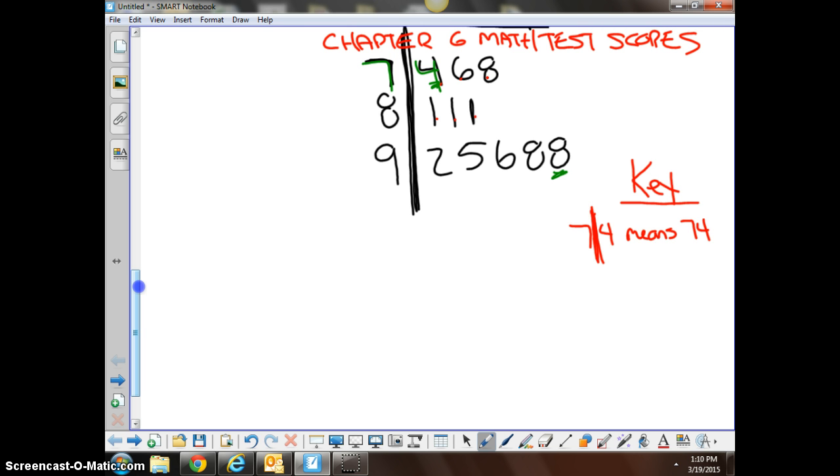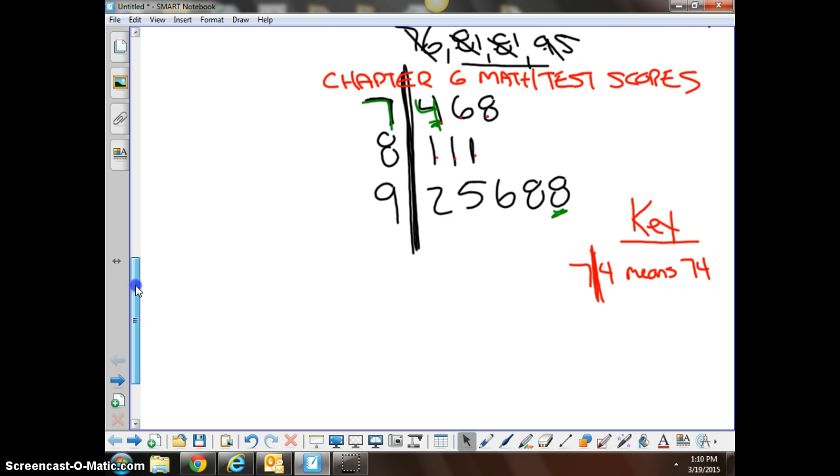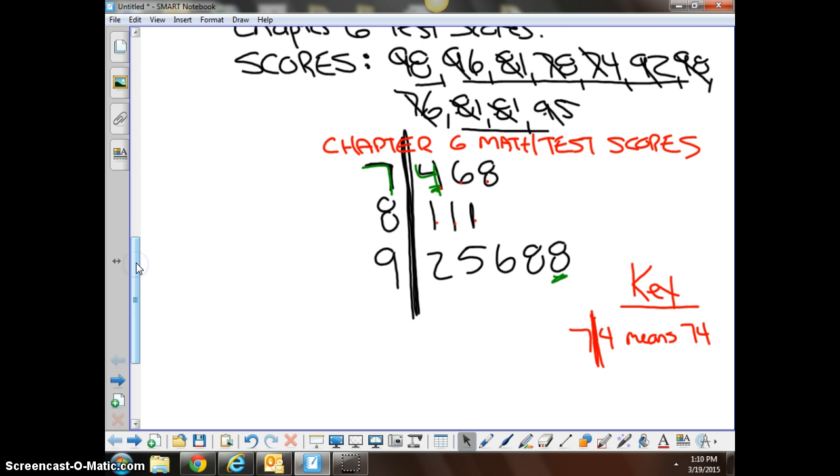We know that the majority of the kids in the class got a what? 90 or above, right? We know the highest score was, we know the lowest score was 74. How many people got an 81? 3. Is it much easier to read that data and to interpret and to analyze that data with the stem and leaf or with just the list of scores? Stem and leaf is just a way of organizing the data, correct?